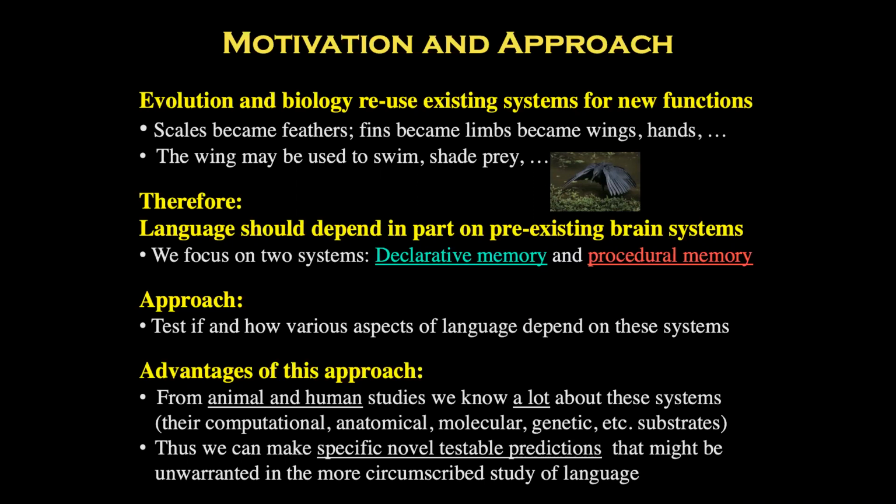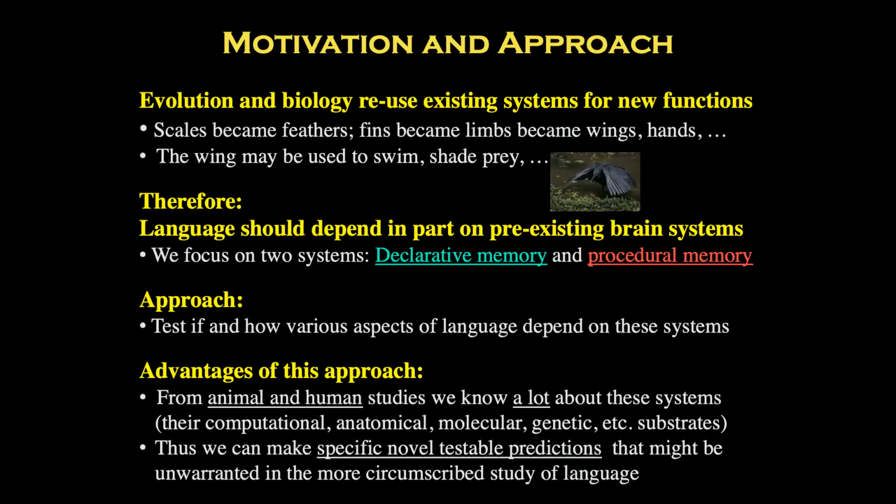Okay. So given these principles of evolutionary biology, in particular this co-optation of existing mechanisms for new functions, we should expect that language depends, at least in part, if not largely, on pre-existing mechanisms and systems, whether or not those have become more specialized for language, either evolutionarily, phylogenetically, or developmentally, ontogenetically. Okay? Of course, the fact that you have co-optation doesn't preclude further specialization.